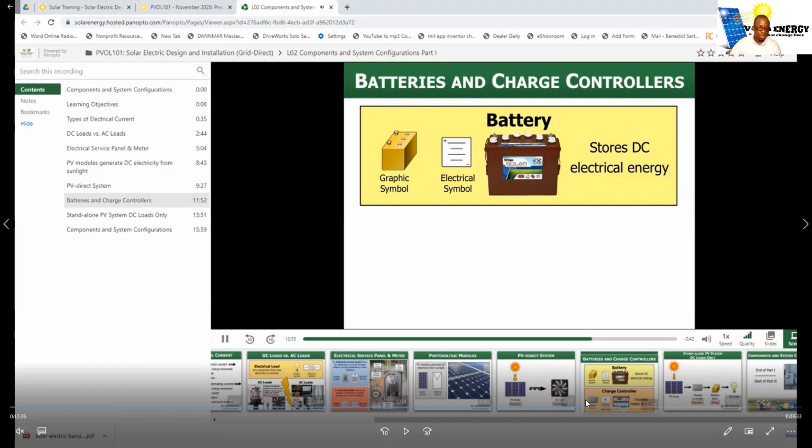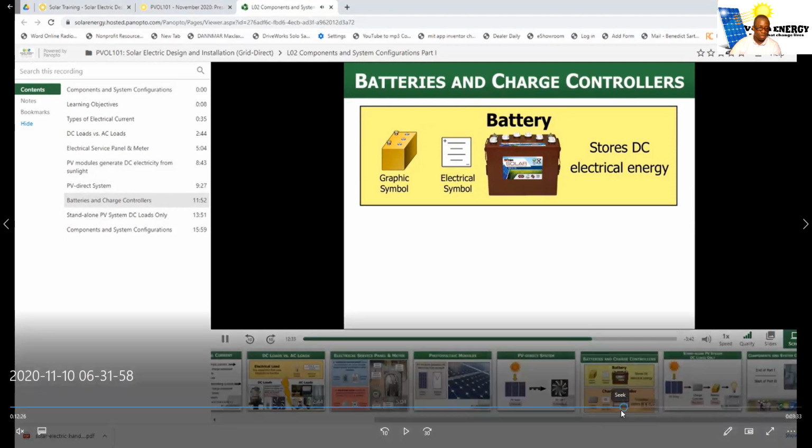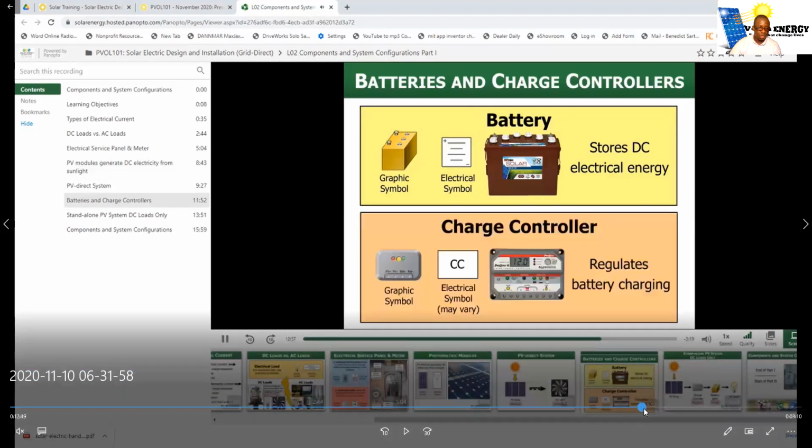We have the graphic electrical symbols. So if you see a plan and you see that little symbol with plus and minus and a little line, you know that represents a battery. The battery stores DC electrical energy. Battery does not store AC, it stores DC.